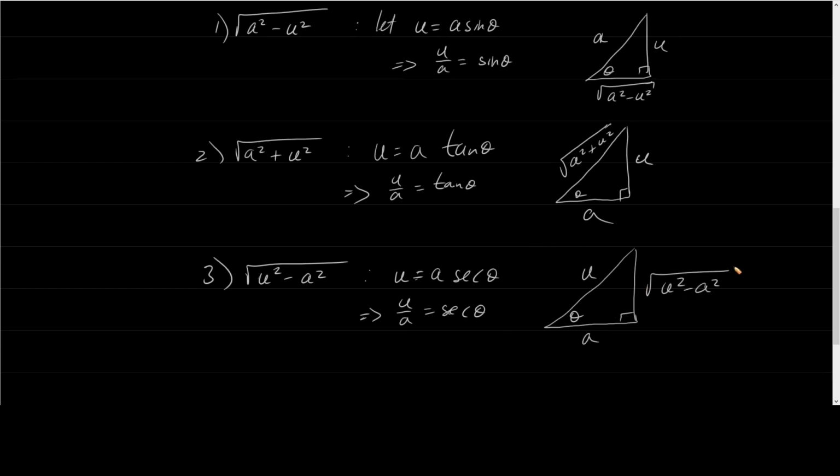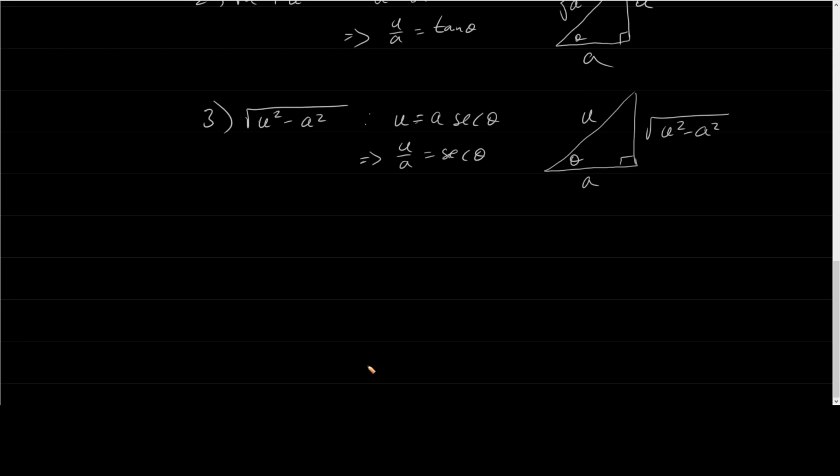And again, notice that that radical showed up in each of these triangles. Now, we have to keep in mind that u represents whatever function we have in there. This is not u substitution in the normal sense. You'll see what I mean in the first example. So here we go.